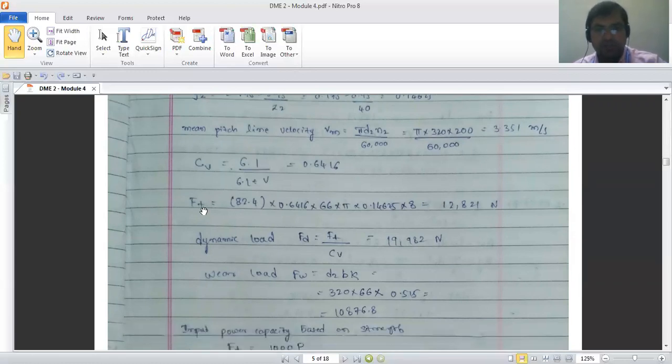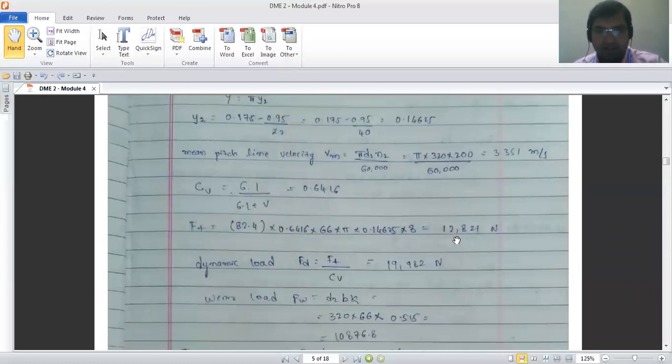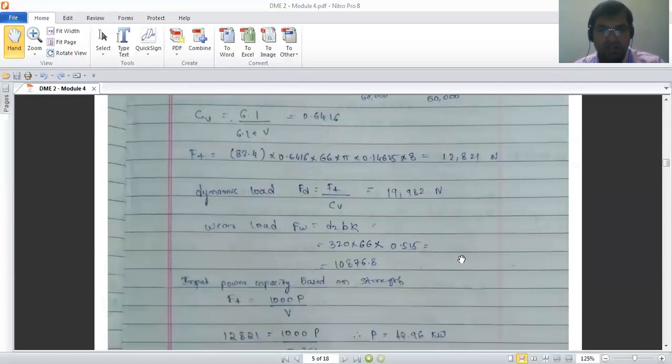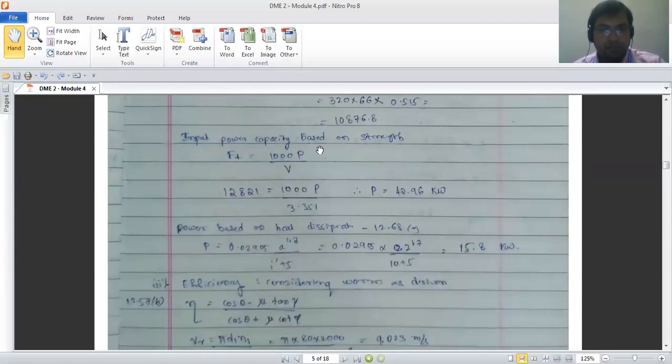Substitute all the values in the Lewis equation, you will get the Ft value as 12,821 Newton. Then the dynamic load Fd is equal to Ft by Cv, which is around 19,982 Newton. The wear load is D2 B K. So D2 is already known, B is calculated, K is given as 0.515. So we can get the wear load value. Then the input power capacity we can calculate based on this equation. Ft is already estimated. You will get the power as 42.96 kilowatt.